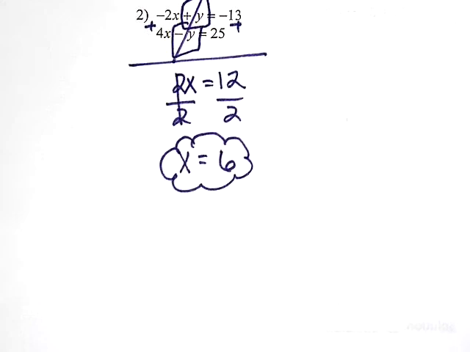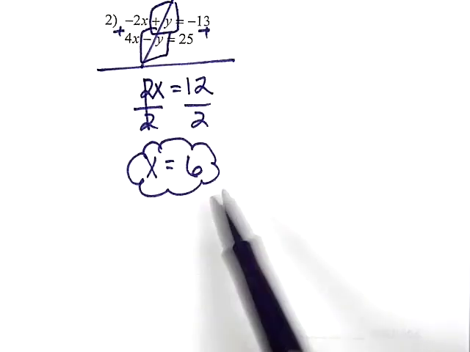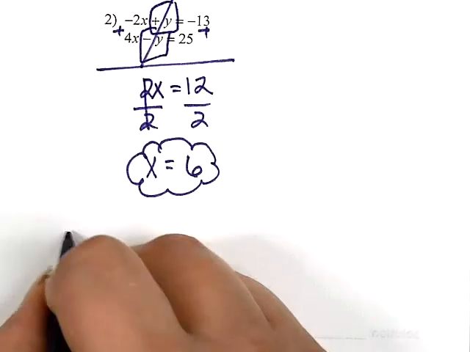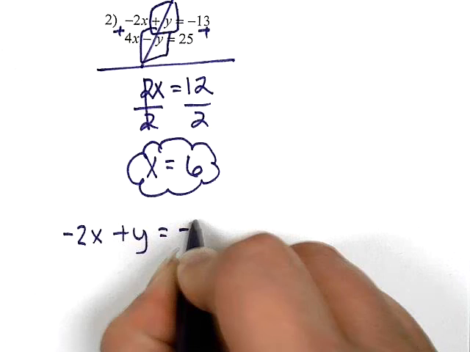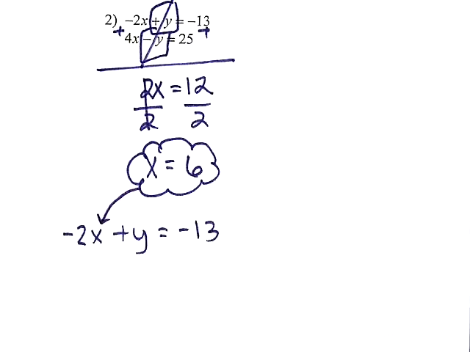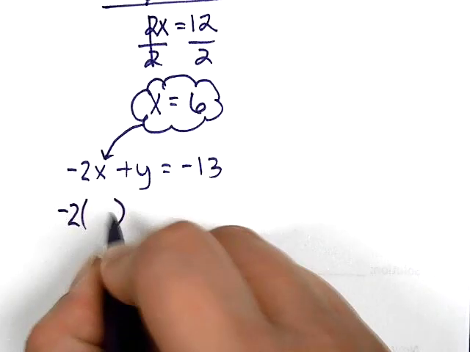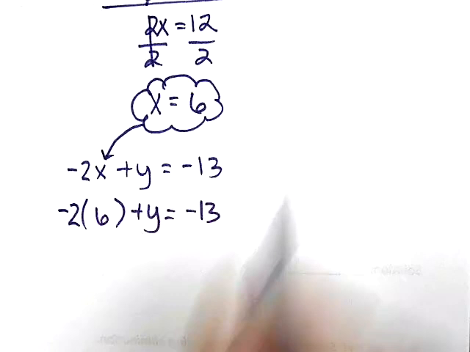Okay, in order to solve for the y, I'm going to have to substitute this x value back in. It does not matter which one you plug it into. All right, so I'm going to take that first equation, negative 2x plus y equals negative 13. And I'm going to substitute x equals 6 in for that x right there. Okay, negative 2, I'm going to take out x and put in 6.